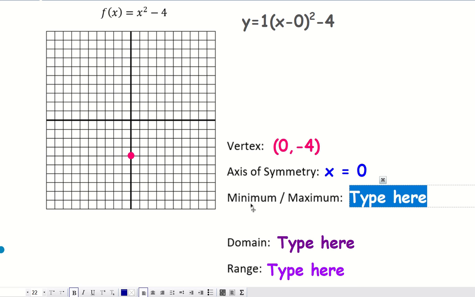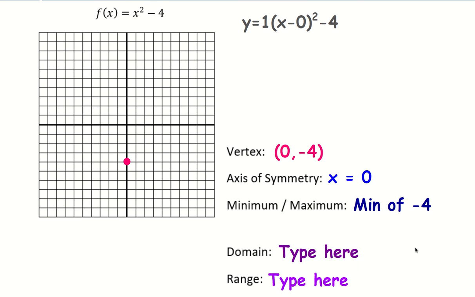So remember, minimum or maximum, all you got to do is look at whether your a value is positive or negative. Here, once again, it's positive, so that means our parabola is going to be right side up. So that means this vertex is going to represent a minimum again. And the actual minimum value, we're pretty much focusing on the y coordinate. So a minimum value of negative 4. So that's how that works. And again, our domain, I don't really care, you don't have to do that. But our domain would be negative infinity to infinity. And our range would be negative 4 to infinity.